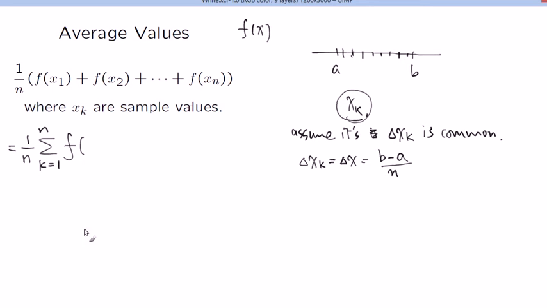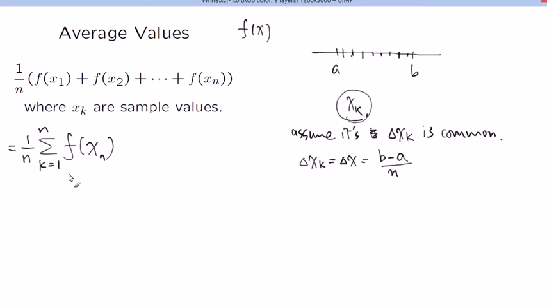Just writing this one into sigma notation. There's no theory or anything, it's just notation. 1 over n is out there. How do you write this one in the sigma notation, right? We're adding f of what? X.